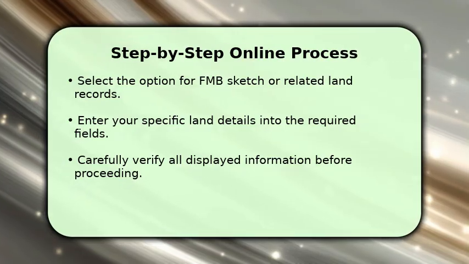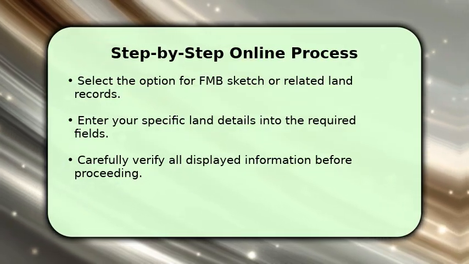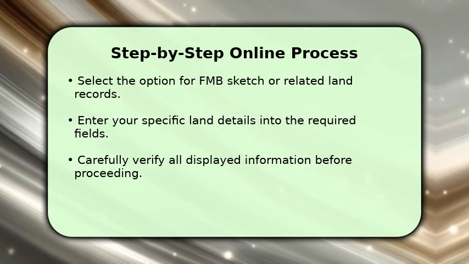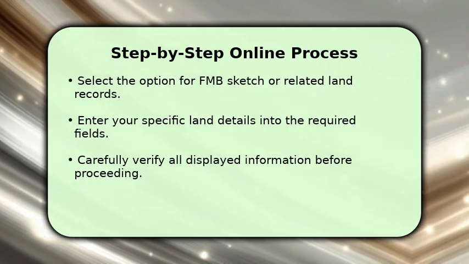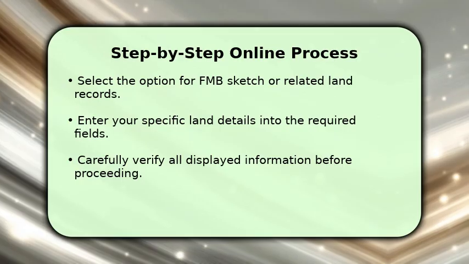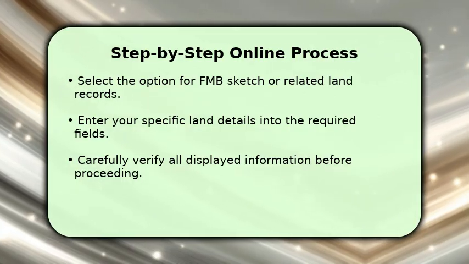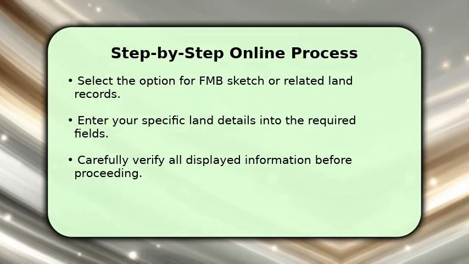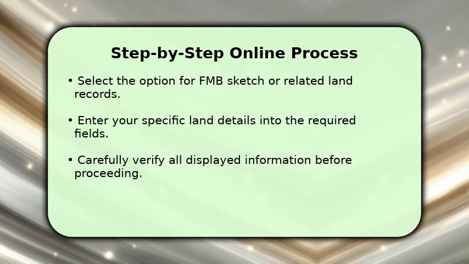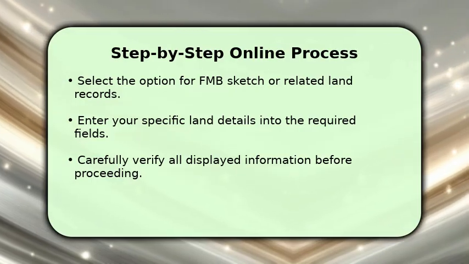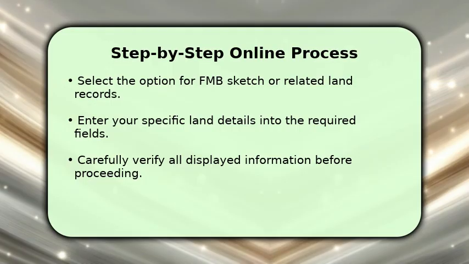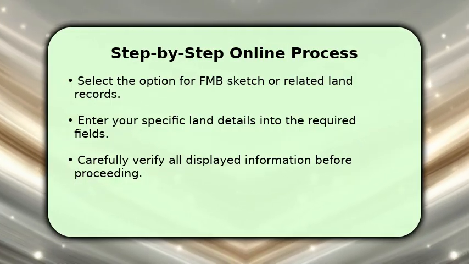On the portal, you will find an option specifically for FMB sketches or other land-related documents. Select this, and then accurately input all the land details you gathered, such as the survey number and village. It is crucial to carefully review all the information displayed on your screen to ensure its accuracy before moving on to the next stage. Double-checking prevents errors.